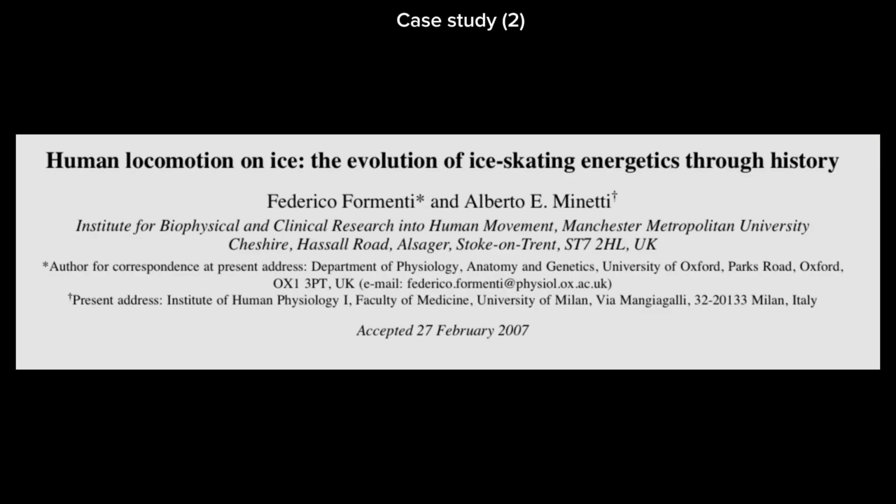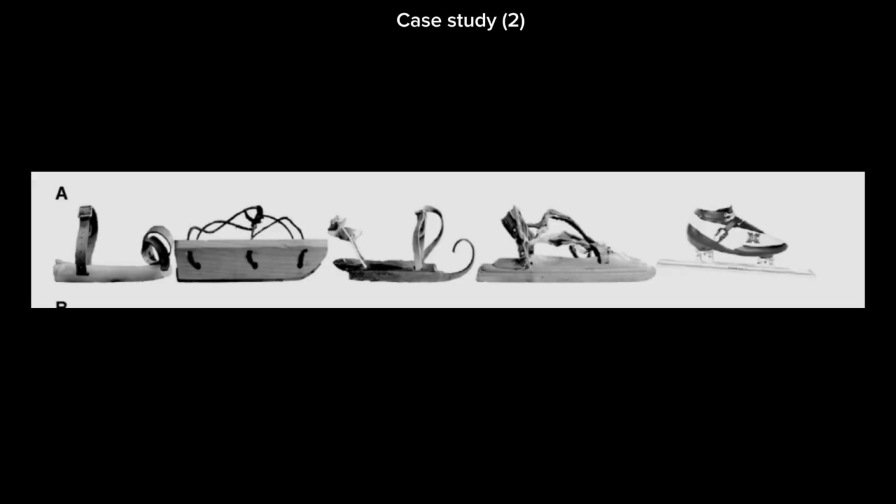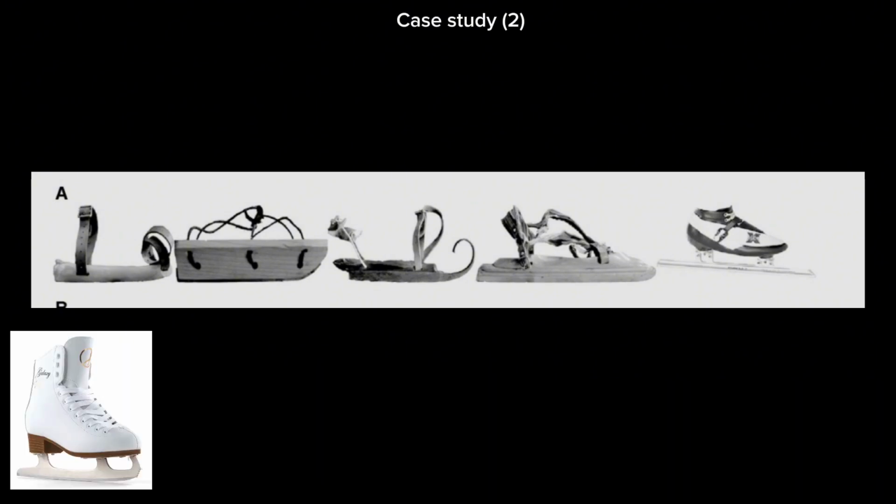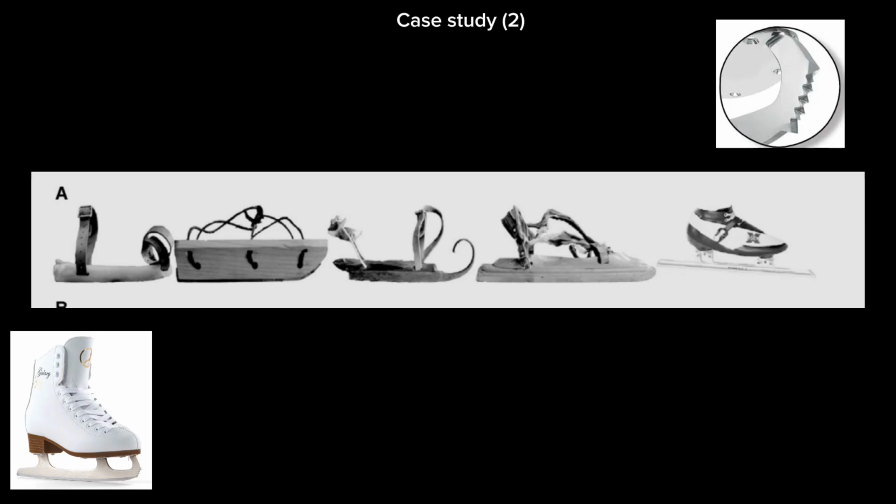In 2007, two Italian researchers, Federico Fontanelli and Alberto Minetti, published a study with the sweeping title Human Locomotion on Ice: the Evolution of Ice Skating Energetics Through History. It sounds technical, it is technical, but beneath the blade didn't stay bone forever. Across millennia it evolved: wooden platforms with metal strips, then fully metal blades, then curves, edges, toe picks, each modification making something new possible, each generation of skaters standing on the shoulders of the last.